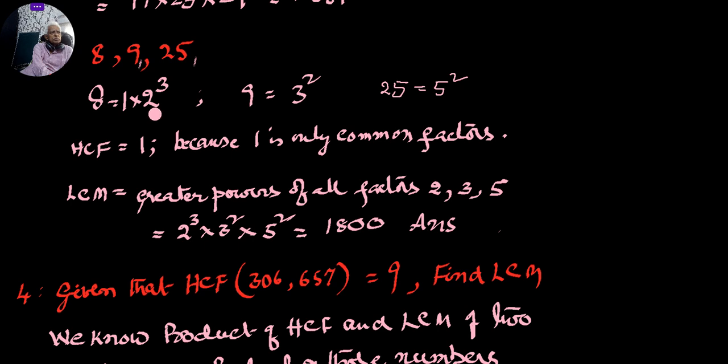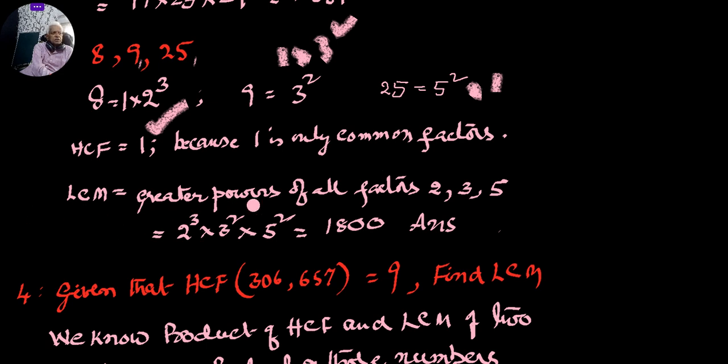8 means 2 cube, 1 times 2 cube. 9 means 3 square, 1 times 3 square. 25 is 5 square, 5 square into 1. Here also 1 is the common factor. There is no other common factor. HCF is 1, because 1 is the only common factor.